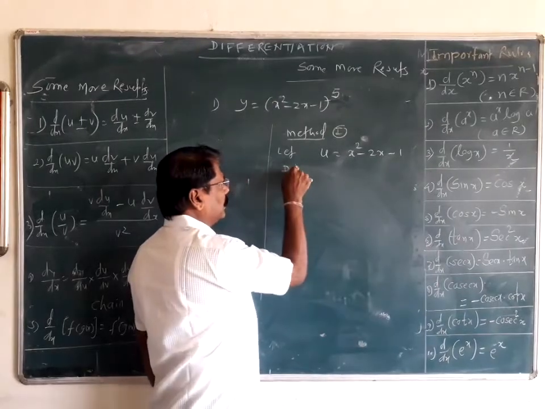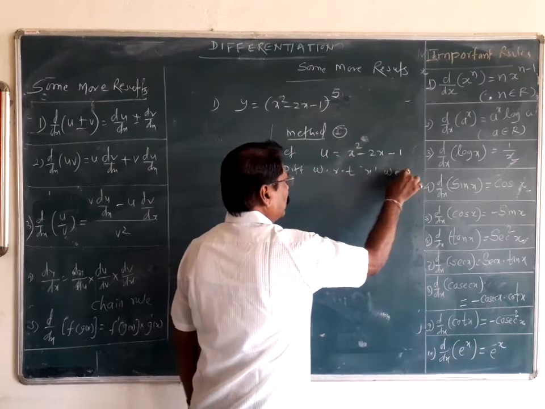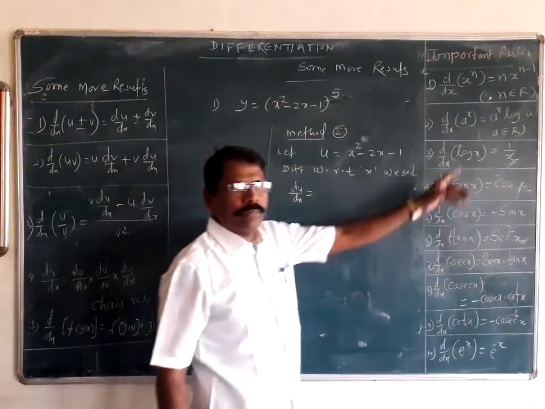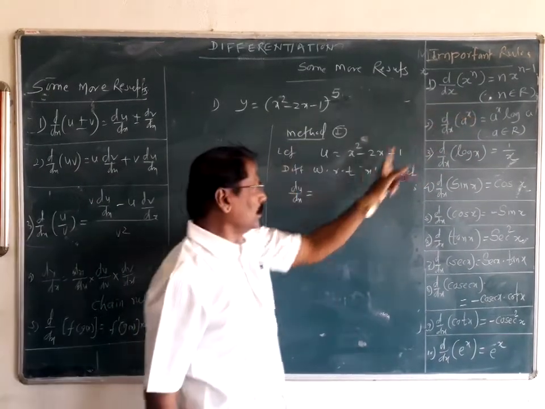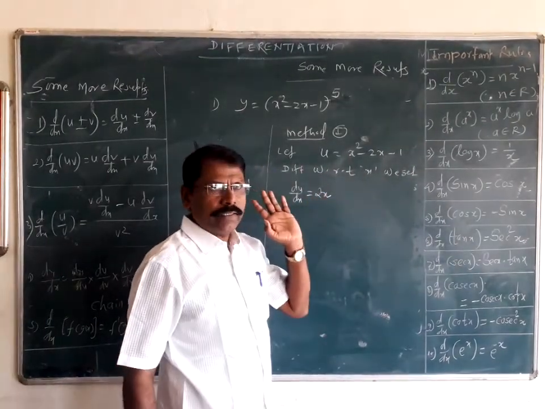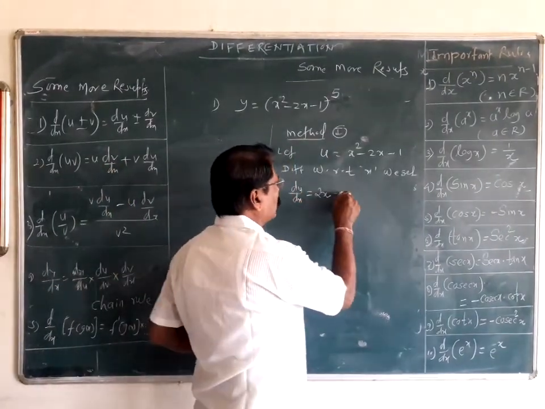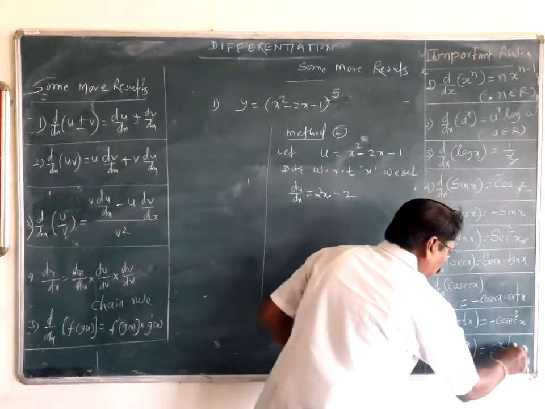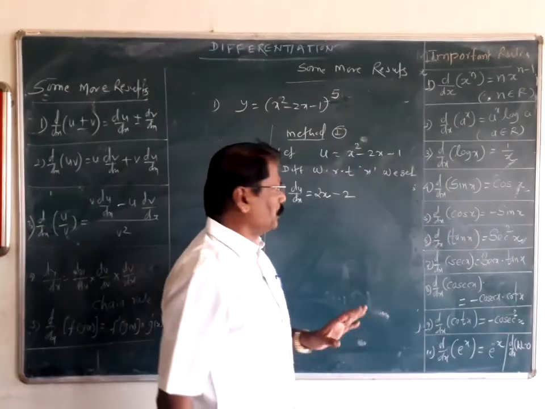Now differentiate with respect to x, we get du by dx. Now come to the formula. The derivative of x raised to n is n x raised to n minus 1. So this is 2x. The constant is independent; by using the product rule, k will be taken out. So minus 2. The derivative of 1 is 0.